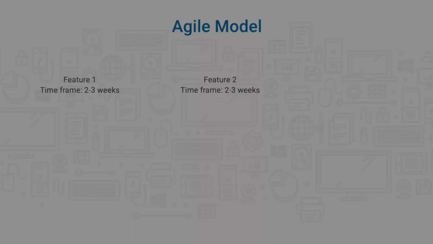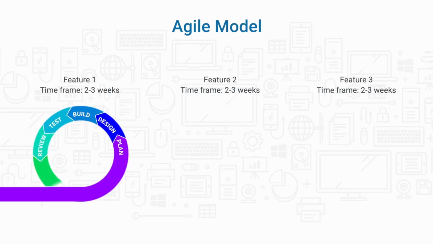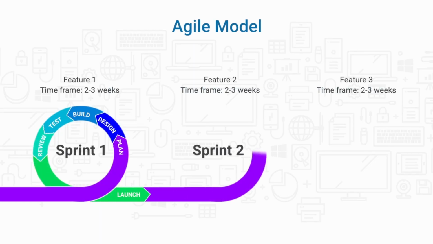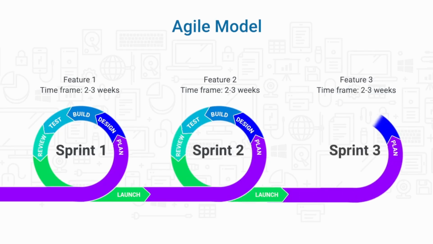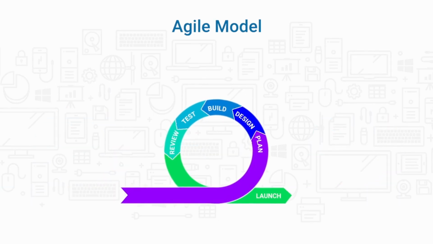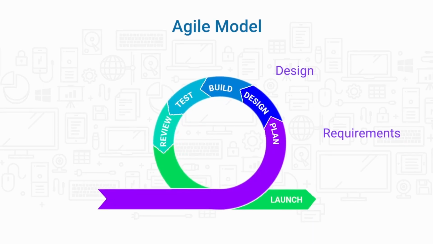Unlike Waterfall, Agile doesn't work on the entire application at once. Instead, it breaks development into smaller timeframes called sprints. Each sprint has a specific duration, usually 2 to 3 weeks. Within this timeframe, developers work on a specific application feature. These features typically go through the same stages that all applications go through, such as requirements, design, development, testing, and deployment. At the end of the sprint, the developers move on to the next feature.